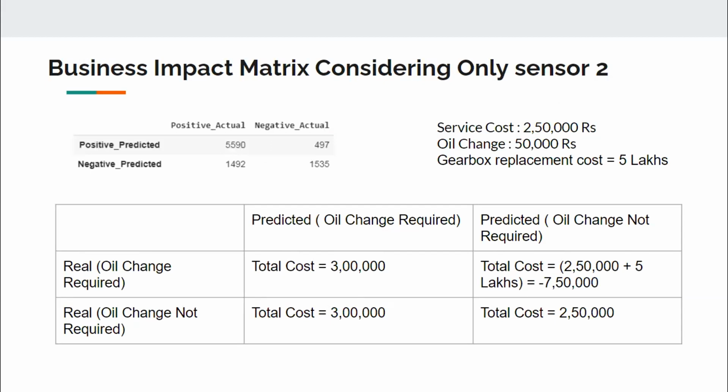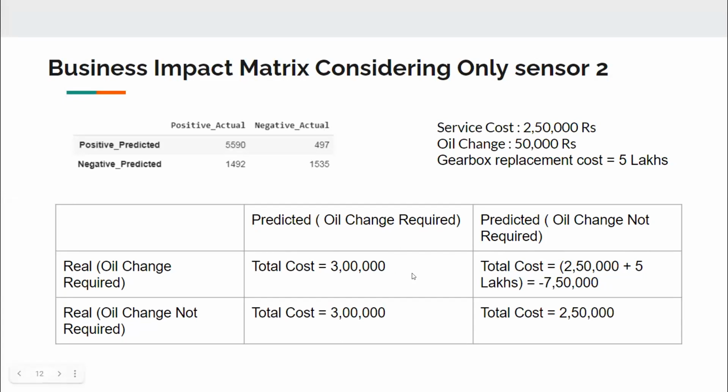And while talking about the final business impact matrix, this is the confusion matrix which I got. I have taken a complete service cost as 2,50,000 rupees. If I'm going to change the oil, that is going to add 50,000 rupees. If the complete gearbox has to be replaced, it is going to take around 5 lakhs. So, taking the confusion matrix: in real, I wanted to change the oil, and I also predicted that the oil has to be changed, so then the total cost is going to be 3 lakhs.